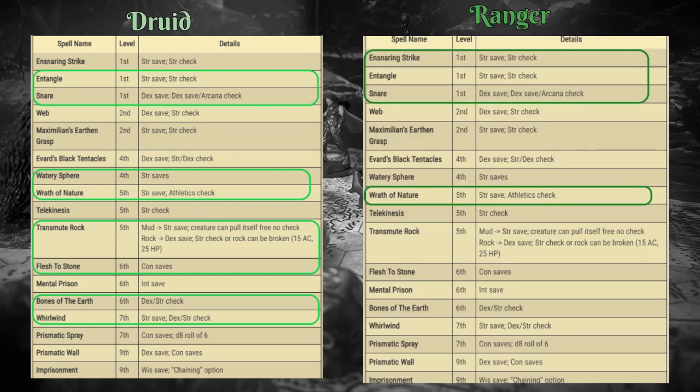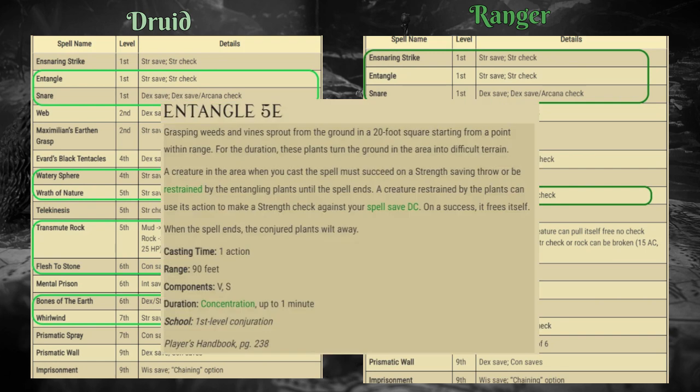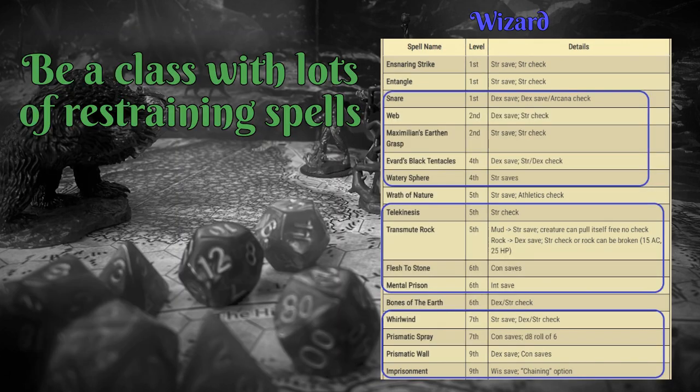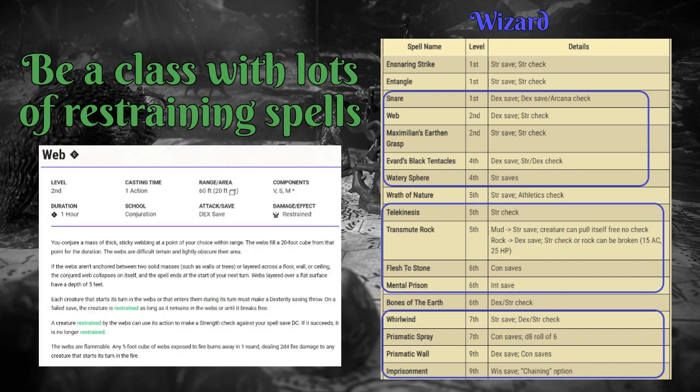The important spell that they both have access to is Entangle, the first level, 20 square foot restrain effect that's one of the most powerful low-level spells in the game. Wizards technically have access to the most restraining spells in 5th edition, 13 in all, but they don't have the incredibly powerful Entangle spell. Although they still do have the 2nd level Web spell, which is also fantastic.